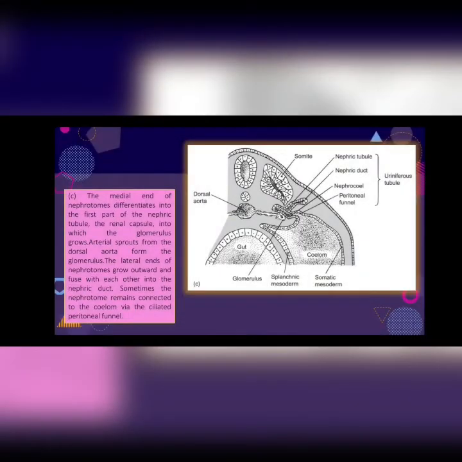In figure C, we can see the medial end of the nephrotomes differentiates into the first part of the nephric tubule, the renal capsule, into which the glomerulus grows. Arterioles sprout from the dorsal aorta. From the glomerulus, the lateral ends of the nephrotomes grow outward and fuse with each other into the nephric duct. Sometimes the nephrotome remains connected to the coelom via the ciliated peritoneal funnel.